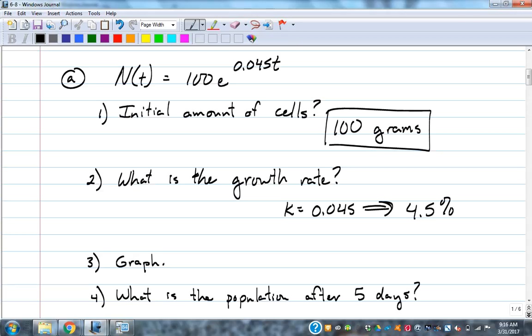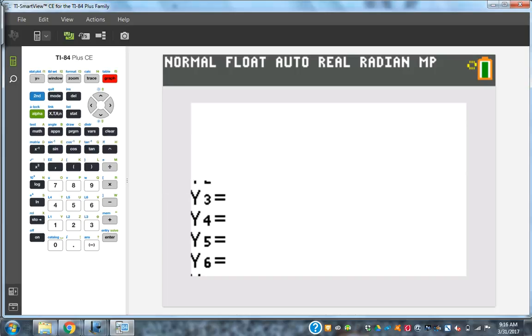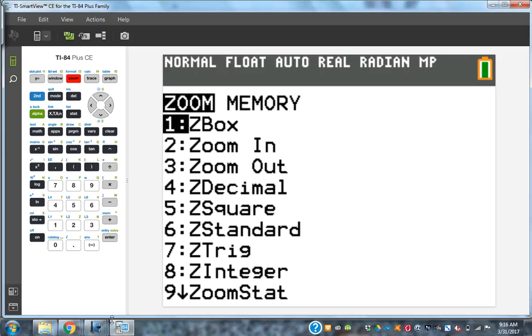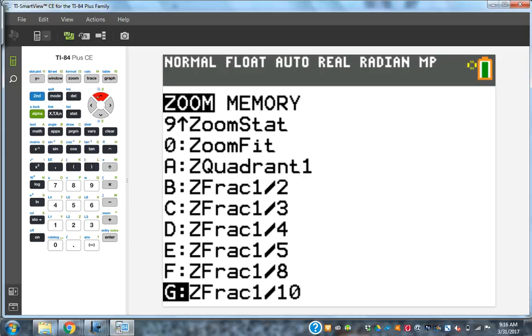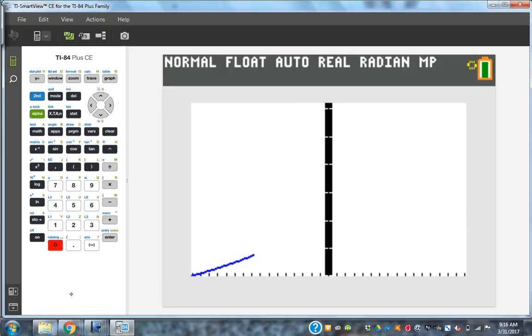The graph of that, could we graph that with the calculator? Probably, yeah, I know we can. So let's graph it. 100 E. To get the E, hit second natural log, 0.045, and then instead of T, we're going to use X, because that's what our calculator likes. And then we're going to hit zoom. Zoom fit is what I'm looking for. Just 0. Zoom 0, and you'll get the picture.